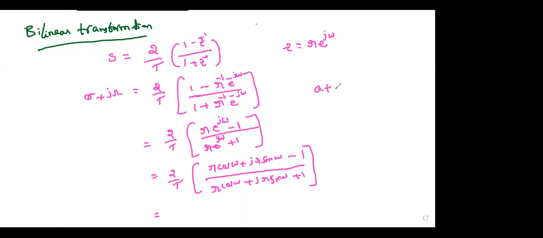If we have like this, a plus jb by c plus jd, to convert total into one complex number, what to do? We need to take the complex conjugate, c minus jd by c minus jd. If you multiply this, then the denominator will become completely real, and only the numerator will have the complex number. So we can separate the real part and imaginary part. So we'll do that.